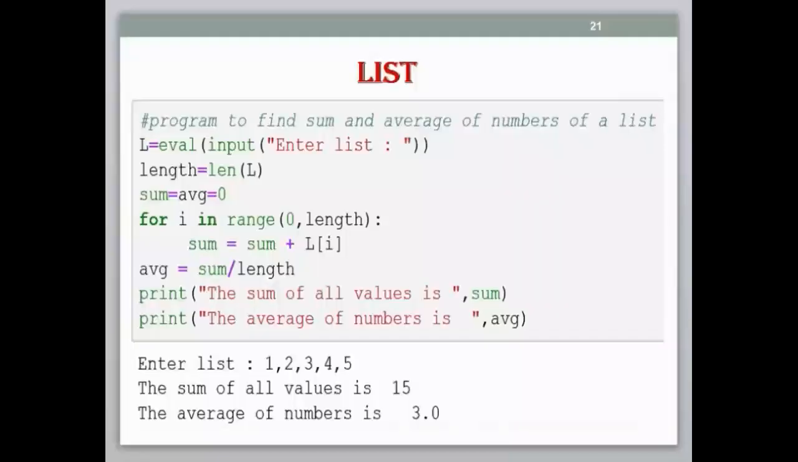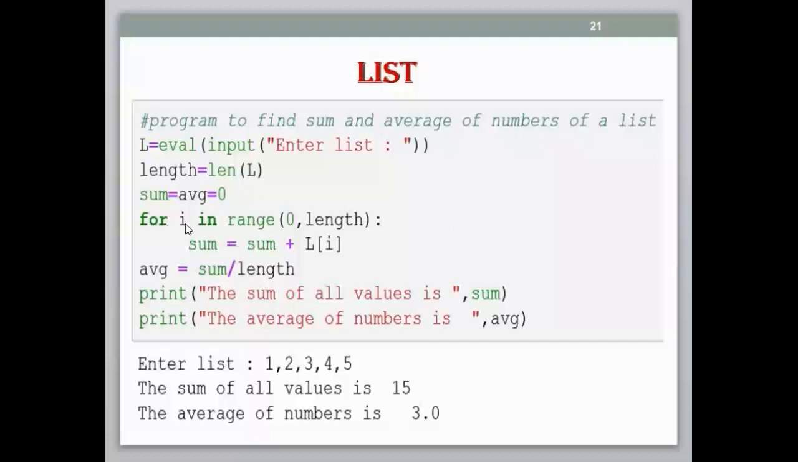Alright. Here you can see one more example of list. The program to find sum and average of numbers of a list. Similarly, I have taken a user-defined list, then length, then sum, avg 0. Run time पर मैं इन दोनों variables में value assign करने जा रही हूँ, इसीलिए it is a good practice to initialize them with 0 so that you don't get any garbage value.